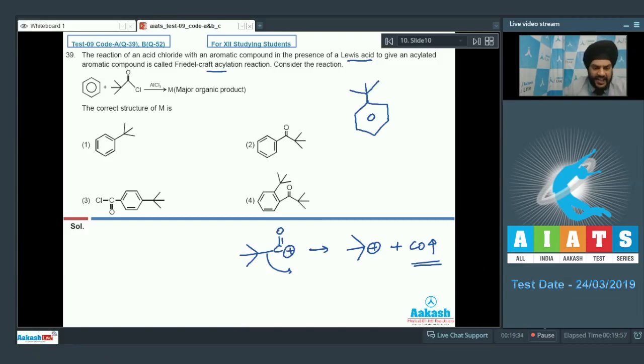Okay. So if you look at these structures which are given to us, we can clearly see that we have to select the first option as the correct answer to this question. Let us look at the next question.